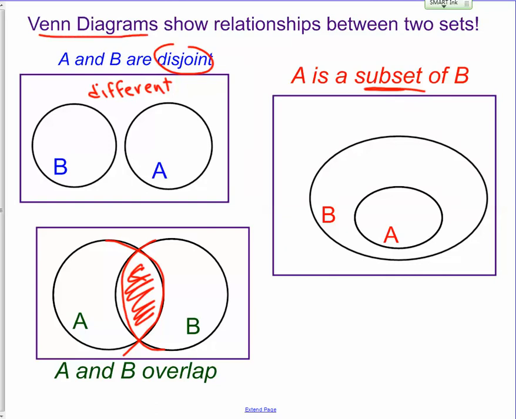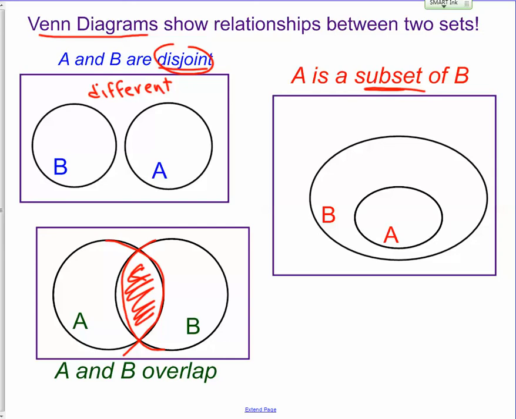That's the whole purpose of a Venn diagram, because it shows the relationships between two sets. So there are 3 different ways it can show them. If set A and set B have completely different elements, we say they are disjoint and the circles are separate. If A is a subset of B, in other words, every element of A is also an element of B, then we say set A is a subset of B.